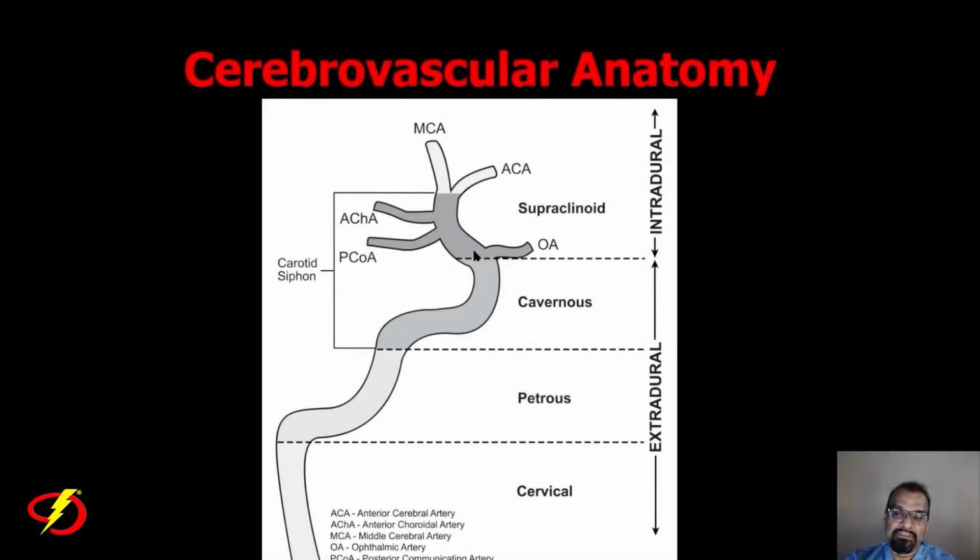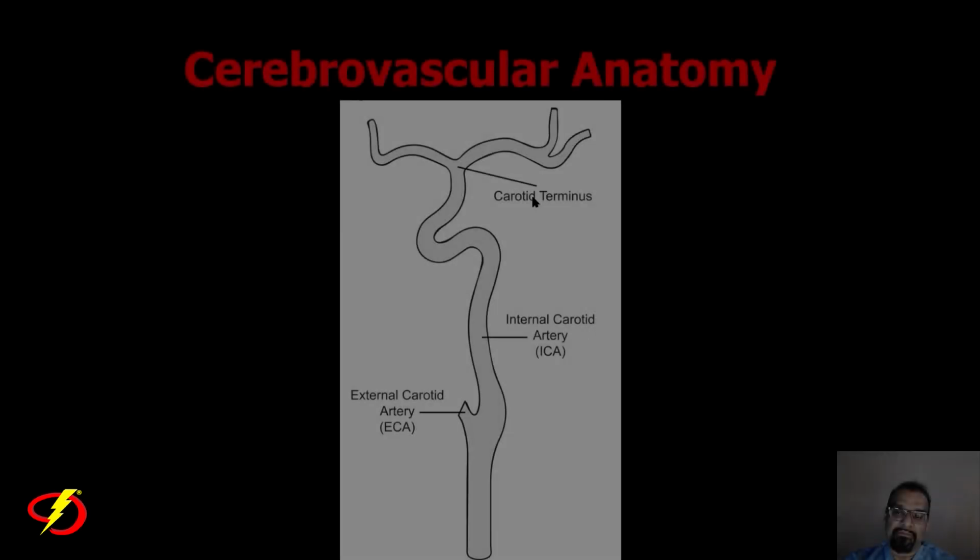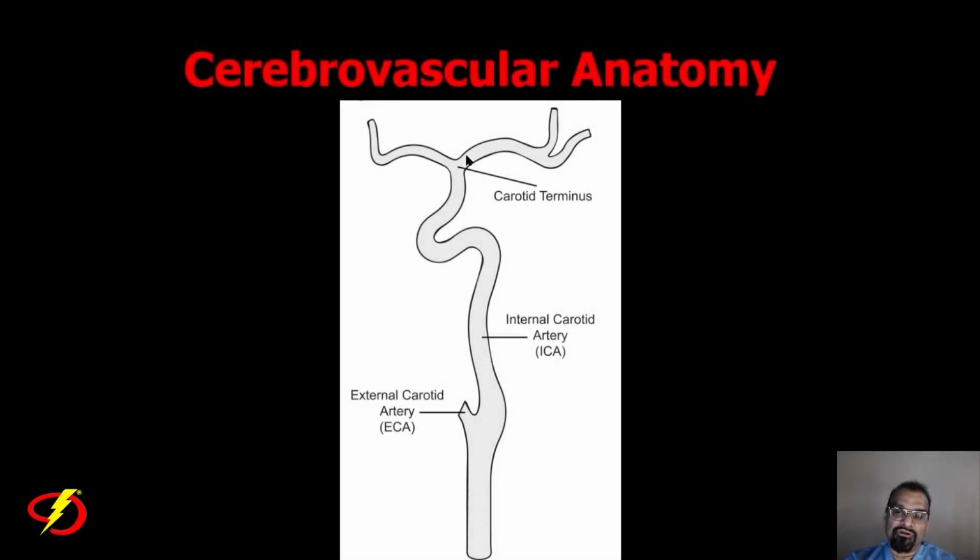We went through the 4 segments of the internal carotid artery: the cervical segment in the neck, the petrous segment that goes through the petrous bone, the cavernous segment, which is from the skull base to the ophthalmic artery, and the supraclinoid segment that includes the ophthalmic artery, the posterior communicating artery, and the anterior choroidal artery. Remember, the supraclinoid segment, the last segment of the carotid artery, terminates into a middle cerebral artery laterally and an anterior cerebral artery medially. Again, this is the carotid terminus.